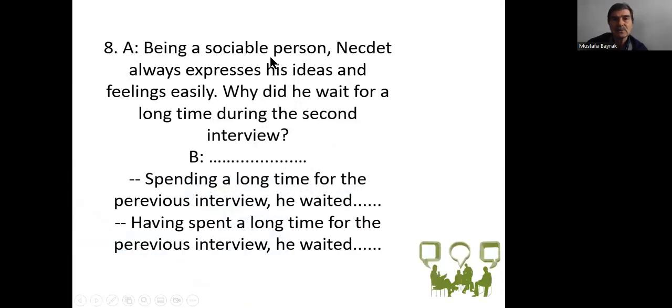8, being a sociable person. Being a sociable person, Necdet always expresses his ideas and feelings easily. Why did he wait for a long time during the second interview? So, spending a long time for the previous interview, he waited for a long time during the second interview. Or, having spent a long time for the previous interview, he waited for a long time during the second interview.